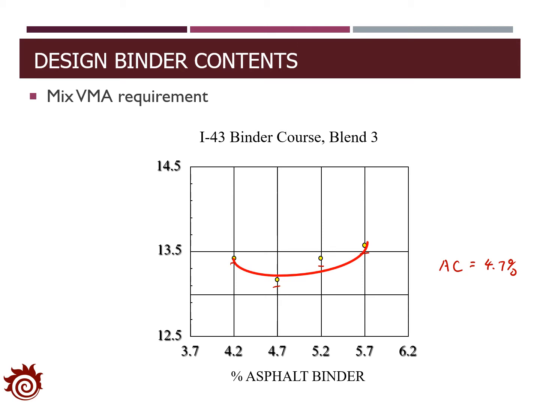Then we will apply the second order curve to fit to all these 4 points. And we will double check the value of the VMA at the asphalt contents of 4.7%. With that, we find the VMA as 13.2%. So that's the VMA we required for the super pale mix design with the desired asphalt contents of 4.7%.